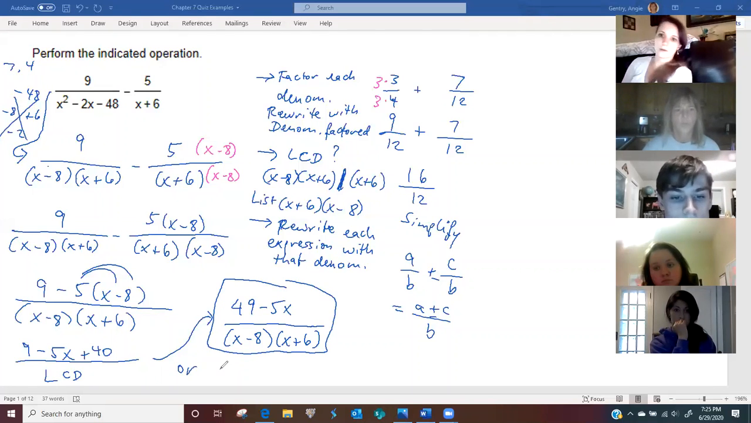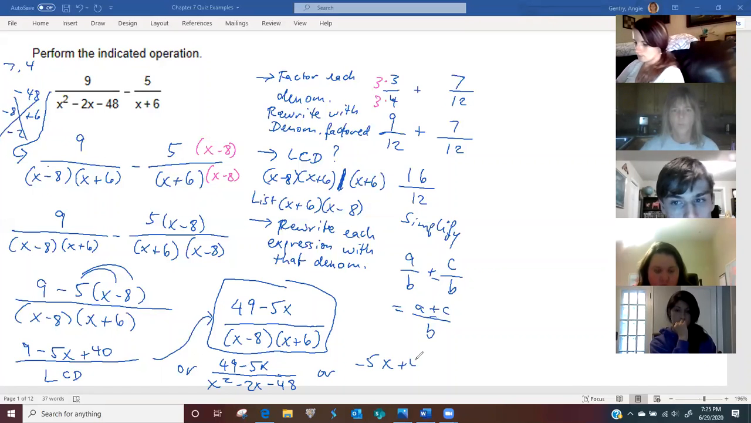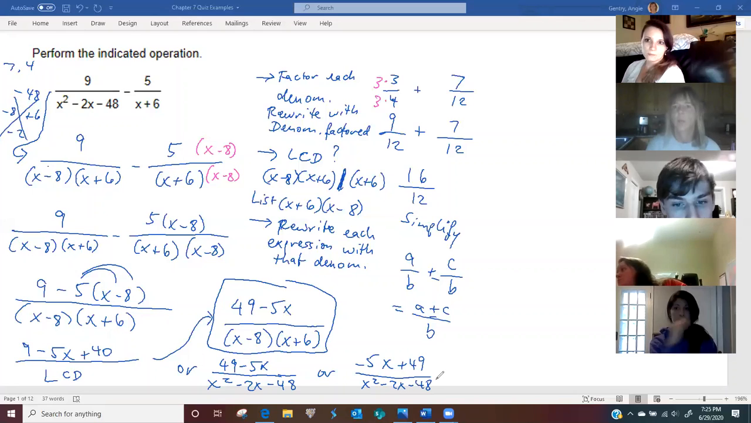Or the computer will take the denominator in distributed form, meaning back to x squared plus 6x minus 8x, which is x squared minus 2x minus 48. It'll take that too. Or it'll take it as a -5x plus 49 over the LCD. Are we clear? How are we doing? Helpful, not helpful, boring?